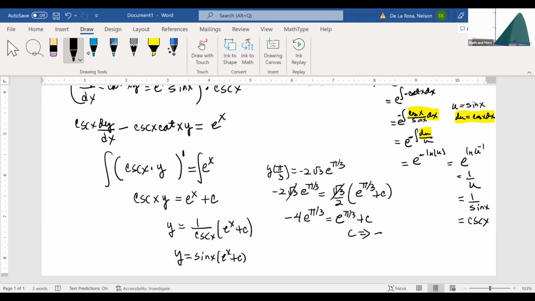So we can isolate and solve for c. c is equal to negative 5 e to pi over 3. So the solution of this initial value problem is y equals sine of x times e to the x minus 5 e to pi over 3. And this completes the solution of the initial value problem.